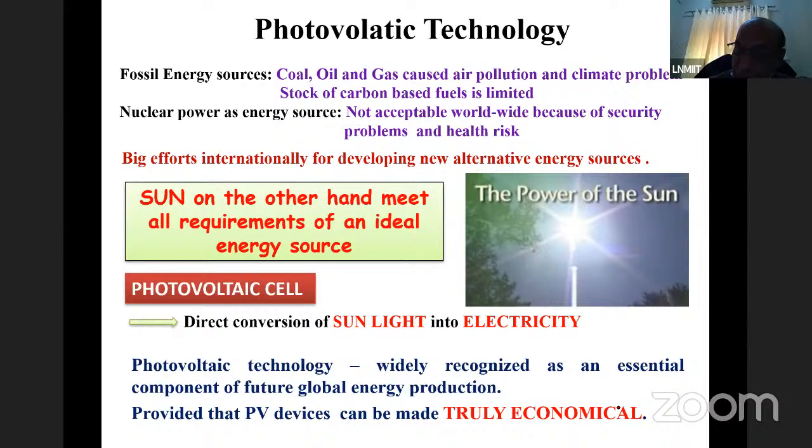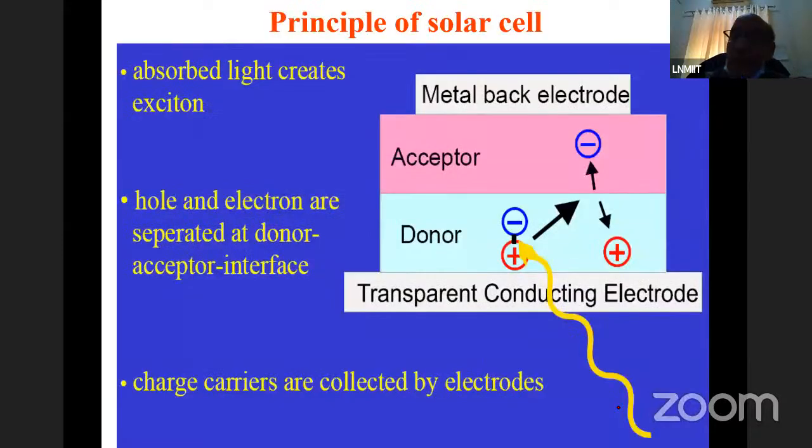Now, let me start with the principle of a solar cell. A solar cell consists of a transparent conducting electrode, then a donor, then an acceptor, then a metal electrode. The donor is a p-type material and the acceptor is an n-type material. Why do we call it a donor? Because it donates electrons, and the acceptor accepts the electrons. That's why we call them the acceptor and the donor.